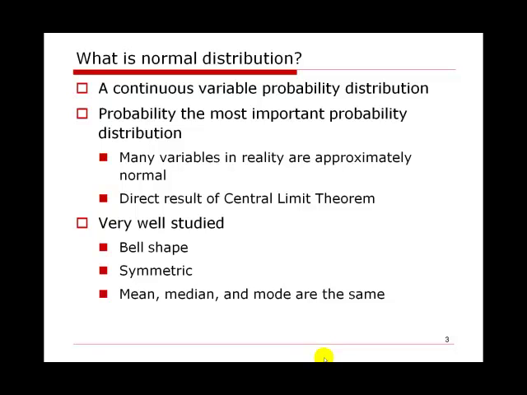First, normal distribution is a continuous variable probability distribution. And this is one of the most important probability distributions. It is important because, first, many variables in reality are approximately normal. Second, this is the result from the central limit theory.